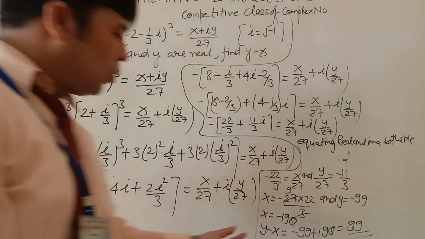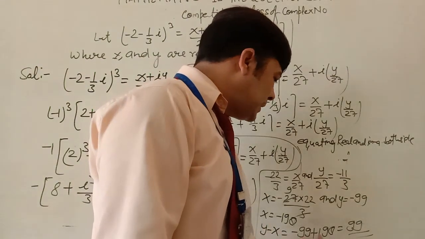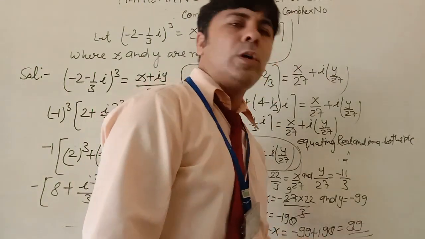Value of y minus x is equal to minus 99 plus 198 is equal to 99.